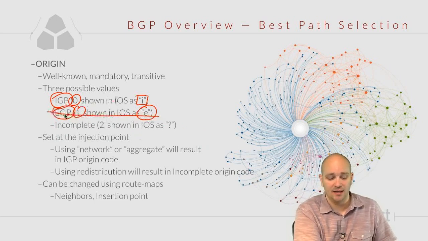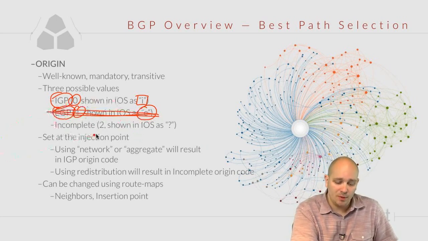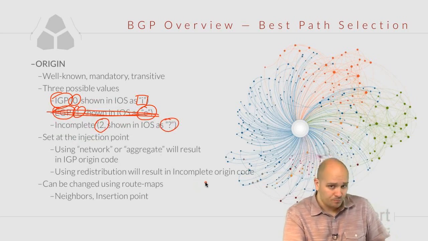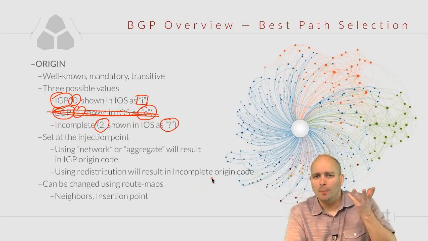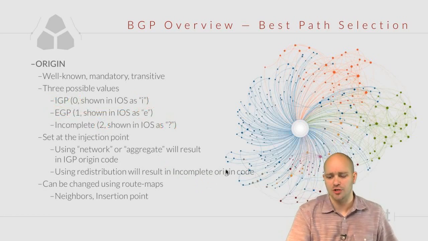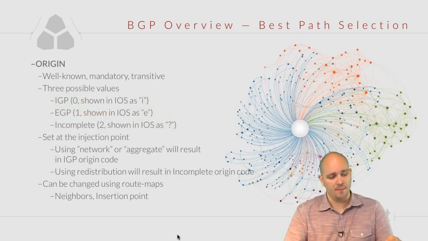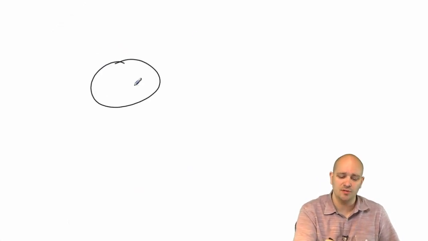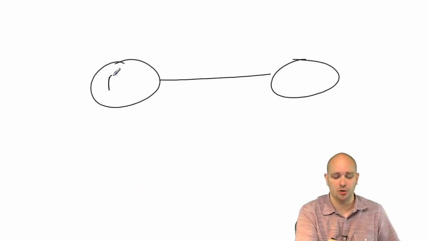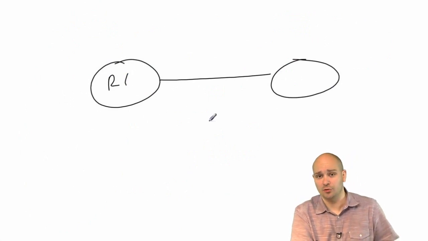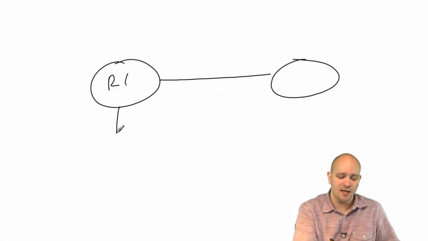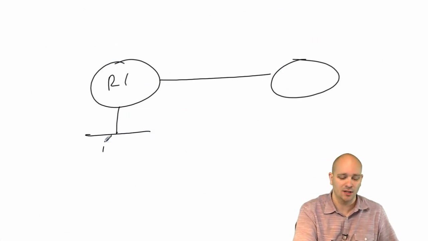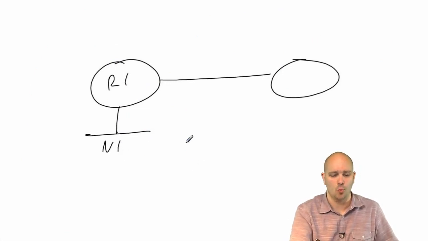It is very unlikely that you are ever going to see this one. The incomplete origin, or value 2, will be shown in IOS as a question mark. But what is this origin code? Well, let's take a look. So the origin code simply indicates to the rest of the BGP domain how a certain router injected the route into the BGP domain. So if we had, for example, here a connected route, let's call this network 1, N1.